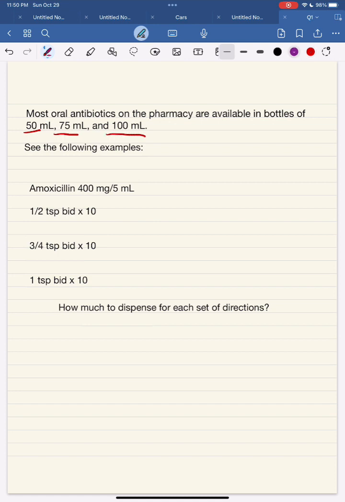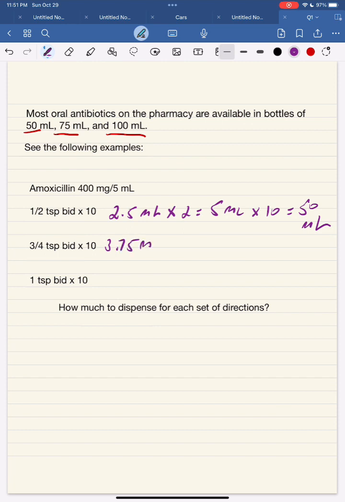Let's look at amoxicillin, 400 milligrams per 5 ml. Half a teaspoon is 2.5 milliliters. BID means twice a day, 2 times. So 2.5 times 2 equals 5, times 10 days is 50 milliliters. That's how much you would dispense if these were the directions.